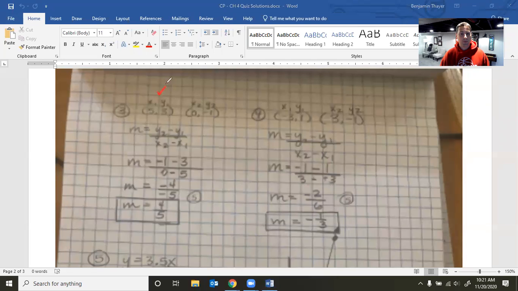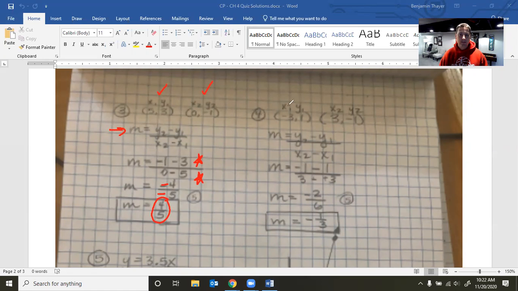Here are the 2 points from number 3, labeled. Plug them into the slope formula by subtracting their y values, divided by the subtracting of their x values. Now a negative over a negative will simplify to a positive slope of 4/5. Repeat this process for number 4.